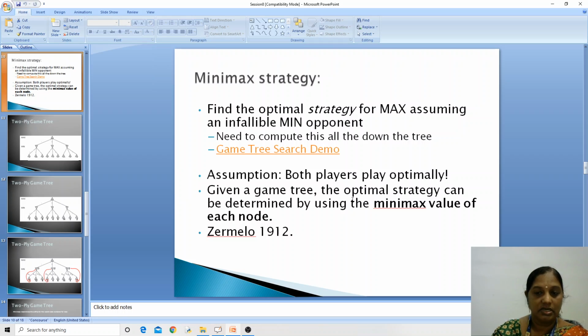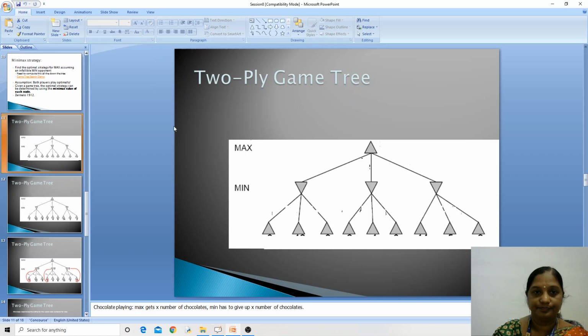Given a game tree, the optimal strategy can be determined by using the min-max value of each node. That means in this min-max strategy, we are going to calculate the min value and max value for each node. Based upon that, we direct the player which path to choose. Here one player is Max and the other player is Min. This is a two-player game. We can have not only two-player games; some games have more than two players. Here I am explaining the example of a two-player game tree.